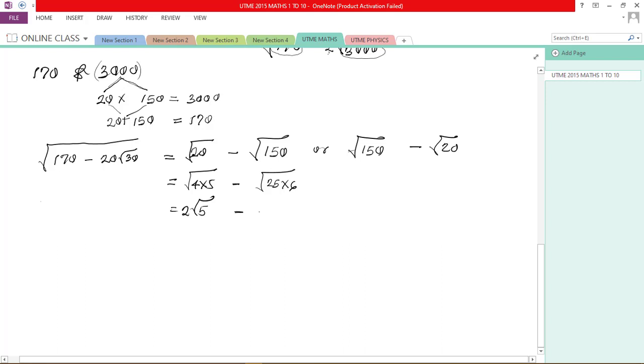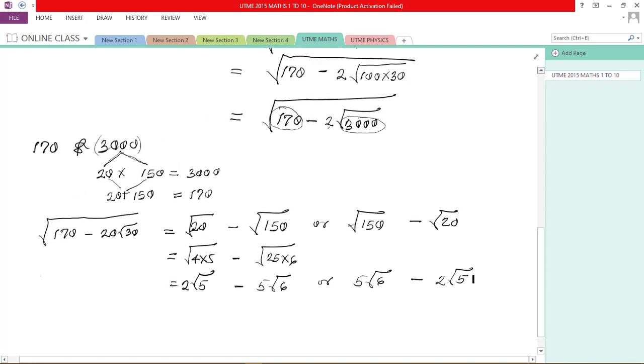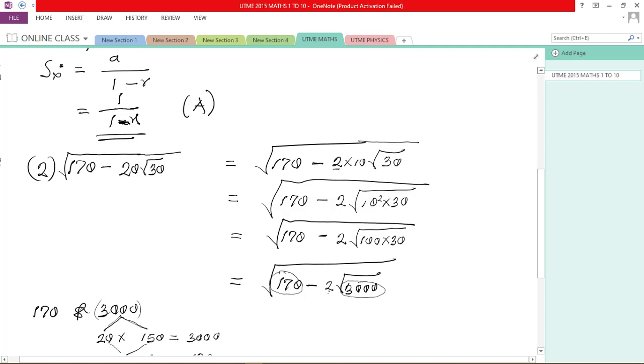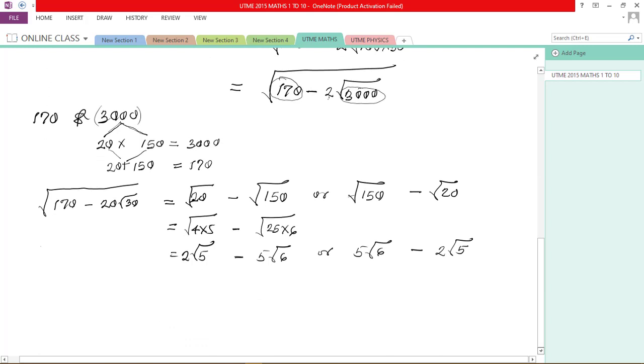minus 5 root 6. Or you say that you have 5 root 6 minus 2 root 5. Mind you, if the question starts with plus, assuming what you have here, if it were to be plus, your answer will be only plus in between. Either you have it as 2 root 5 plus 5 root 6 or 5 root 6 plus 2 root 5. Anyone that comes first is the final answer.